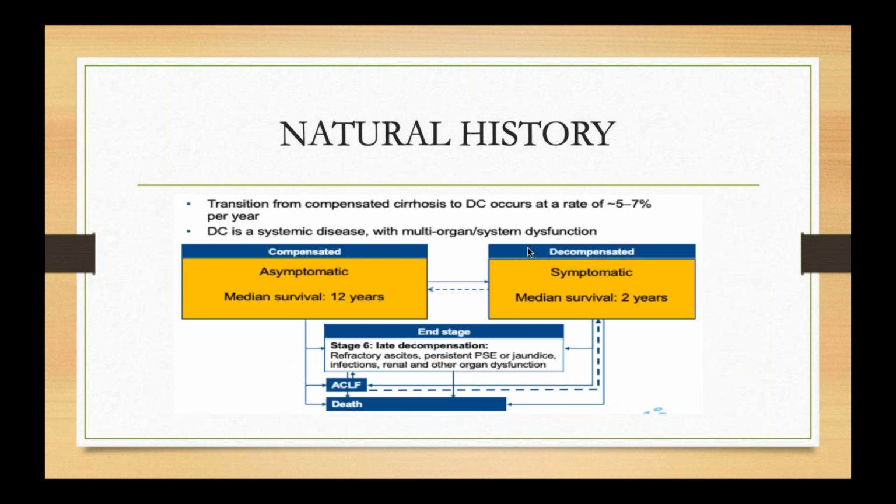So the transition from compensated to decompensated cirrhosis matters. Compensated cirrhosis can survive up to 12 years. Once decompensation occurs, the median survival is only 2 years. And end stage liver disease is usually 3 months to 6 months maximum.